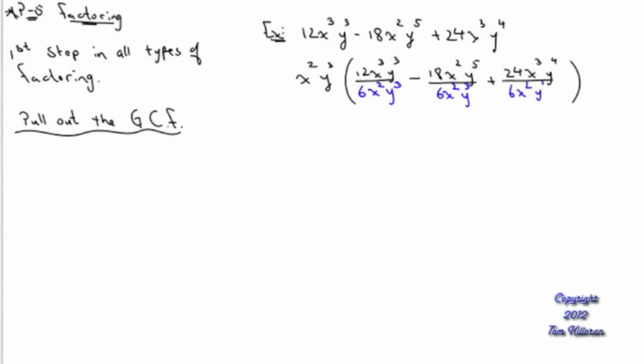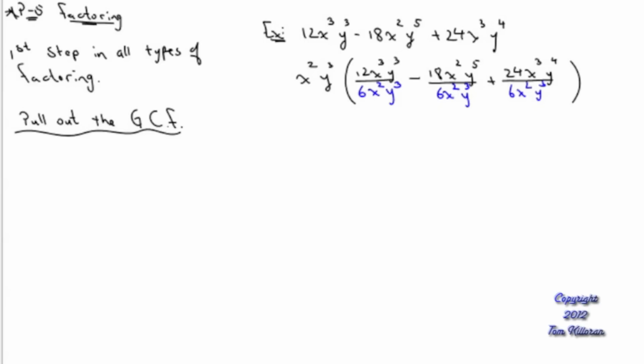Now, why does this work? Well, what's cool about this is, if you distribute to the first term, what goes away? The bottom and what you factored out, and you're back to the original 12x cubed y squared, or y cubed. So this technique is going to work mathematically.